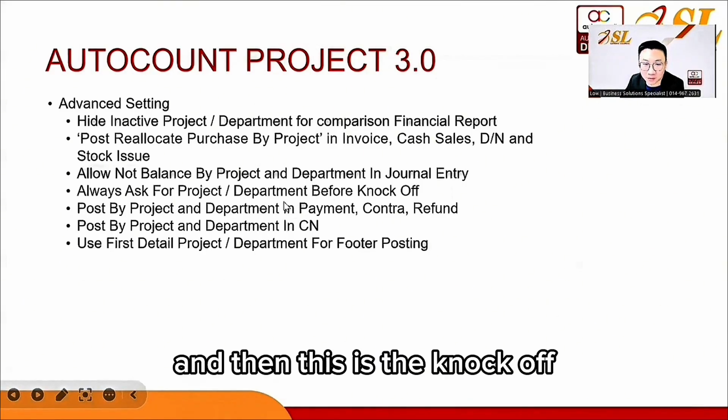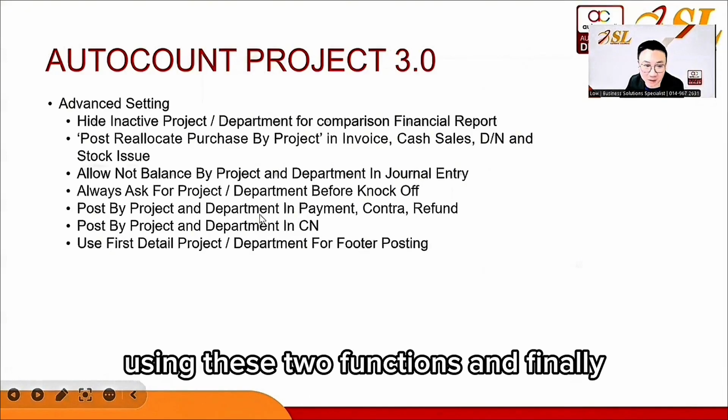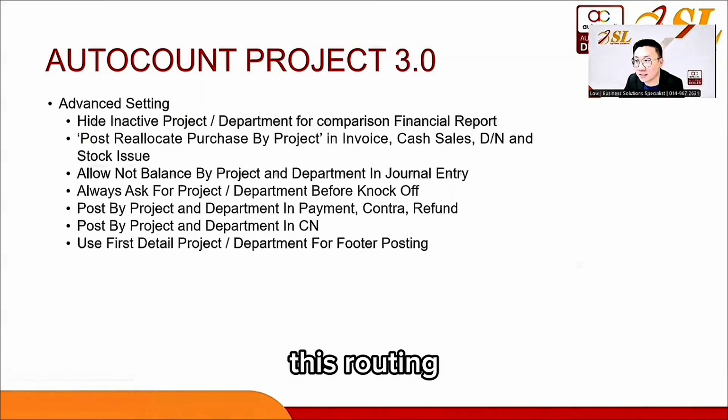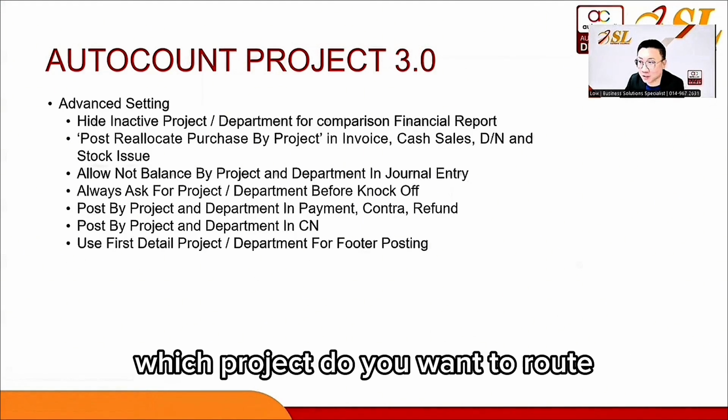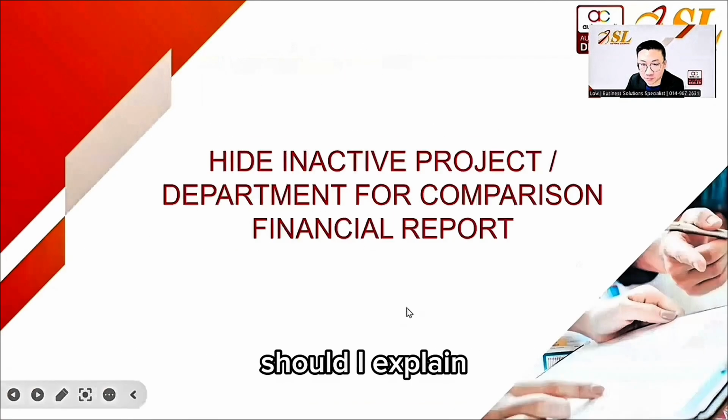And then this is the knockoff. Knockoff allows you to choose the project yourself using these two functions. And finally, this is usually for some discounts or routing. Which project do you want to route to? Then you need to use this final function. Should I explain one by one?